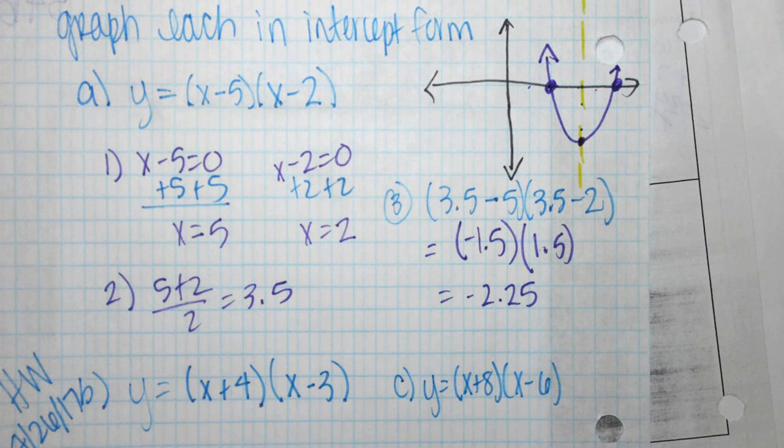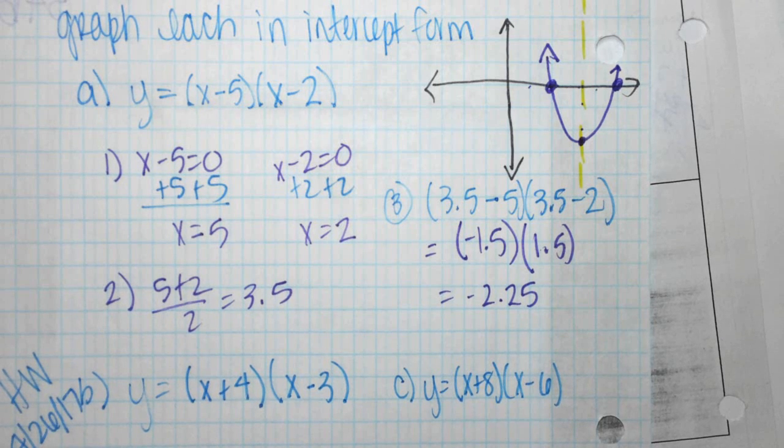If you did not finish graphing A, you need to finish graphing it. There's a reason I gave that to you. Do not write on the back of the foldable because you're going to glue the foldable down and then you won't be able to see the back of it.